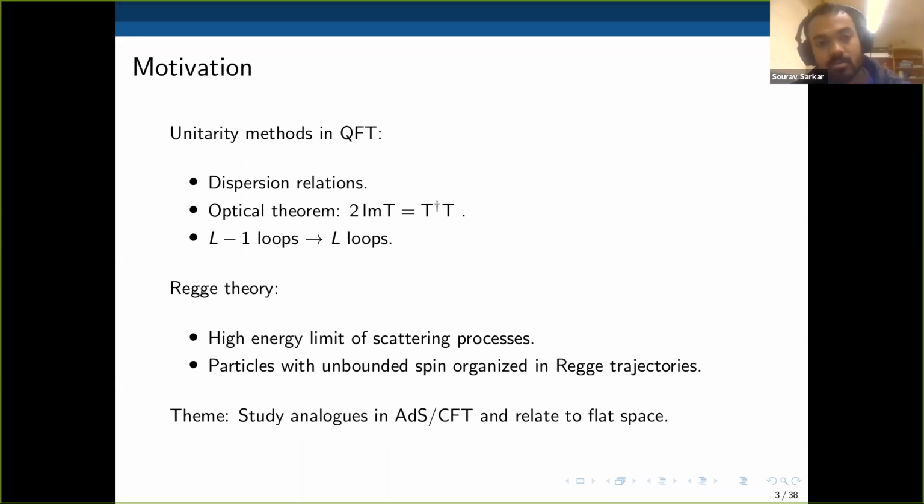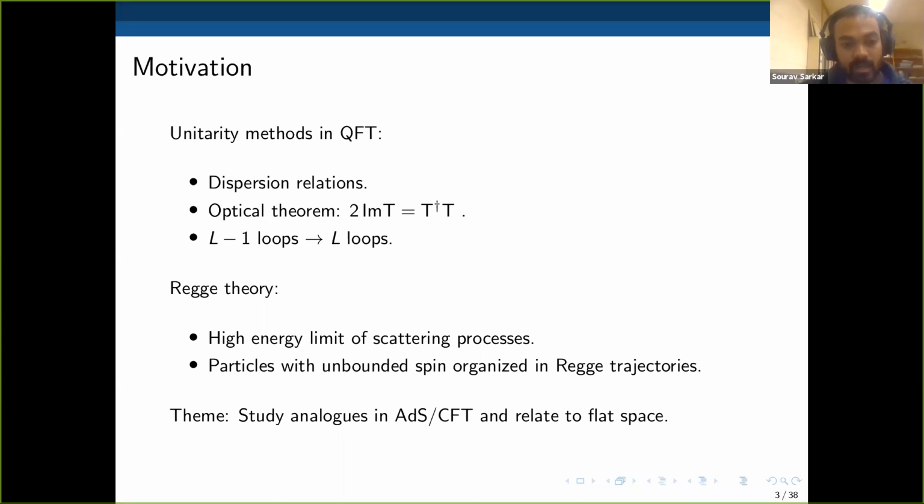So let's talk about the motivation first. There are two main topics that we deal with in this project. One is unitarity methods. In quantum field theory, the optical theorem is a direct consequence of unitarity, and we can relate, say, L minus one loop amplitudes to the imaginary part of an L loop amplitude, and then we can use the dispersion relation to construct the full amplitude from the imaginary part.